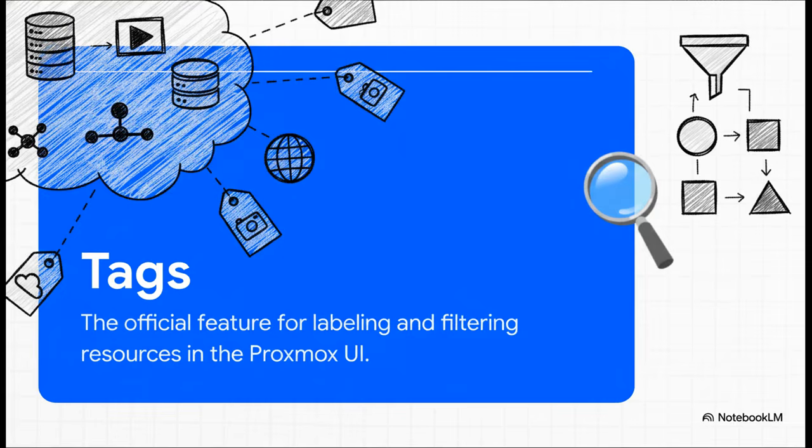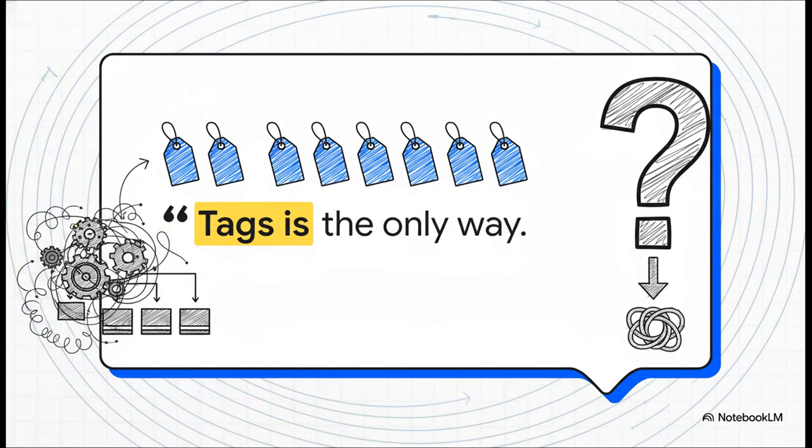So this brings us to the official built-in solution, tags. The whole idea is you can slap a label on your resources, like media or networking, and then you can filter your view to see only the things with that tag. And you will hear this repeated over and over again in the community. For a lot of folks, this is it. This is the definitive, intended way you're supposed to bring some sanity to the chaos. It's presented as the answer. But is it a good one?